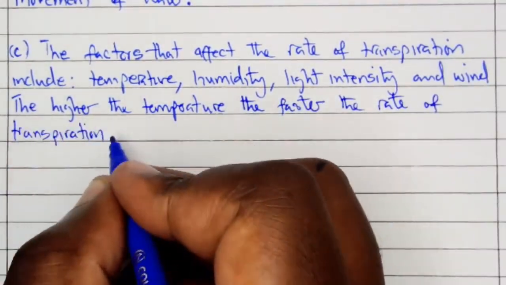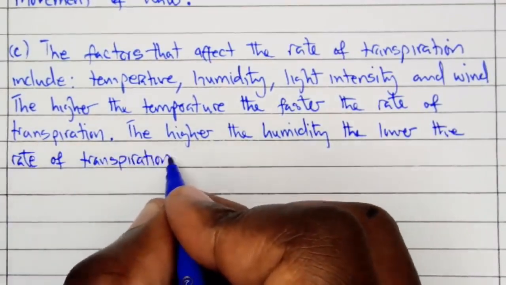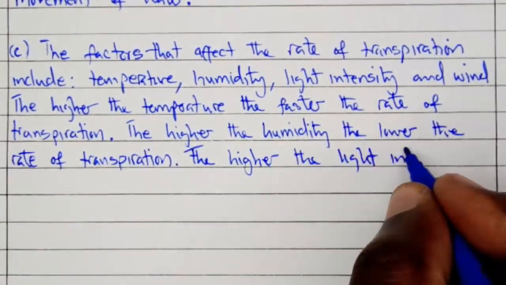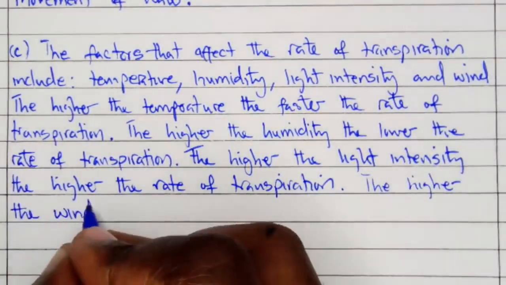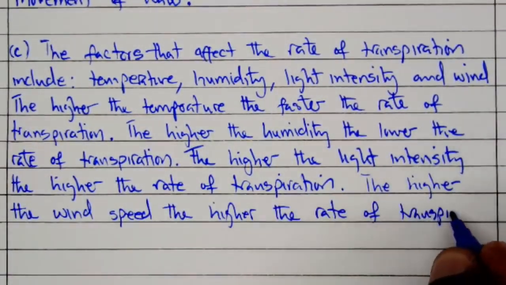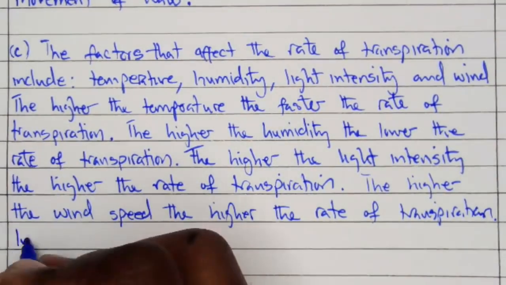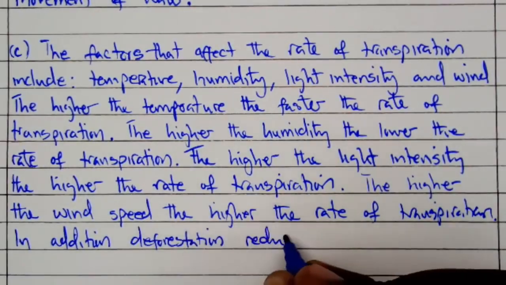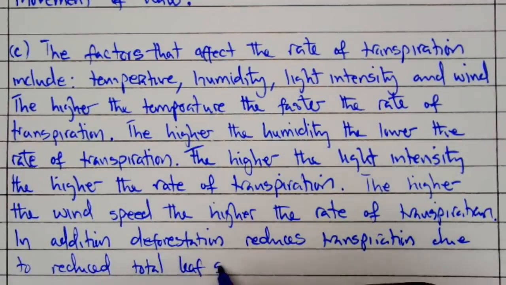Part C, the factors that affect the rate of transpiration include temperature, humidity, light intensity, and wind. The higher the temperature, the faster the rate of transpiration. The higher the humidity, the lower the rate of transpiration. The higher the light intensity, the higher the rate of transpiration. The higher the wind speed, the higher the rate of transpiration. In addition, deforestation reduces transpiration due to reduced leaf surface area for transpiration.